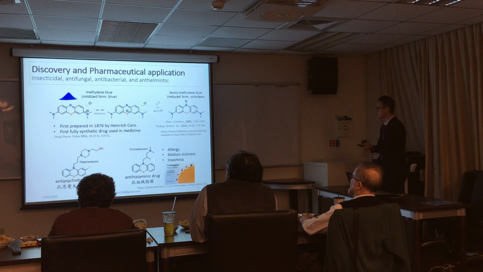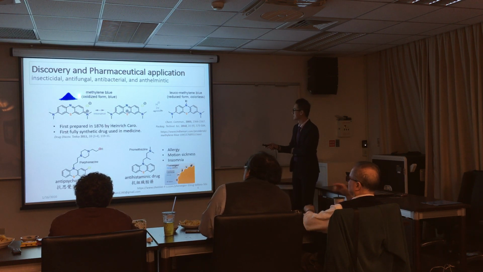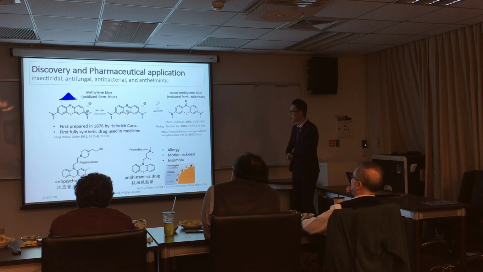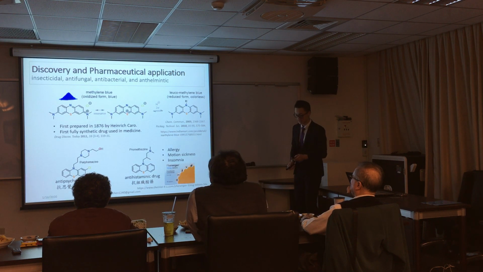Phenothiazine is first known to the world as methylene blue. It's actually an oxidized form of a phenothiazine derivative. In the reduced form, it's colorless. The oxidized form is blue. It was first synthesized by a German chemist in the 19th century. It's the first fully synthetic drug, which means it's not extracted from animals or plants. And nowadays, there are many phenothiazine drugs in use. For example, chlorpromazine is an antipsychotic drug, and promethazine is an antihistamine drug targeted for allergy, motion sickness, and insomnia.